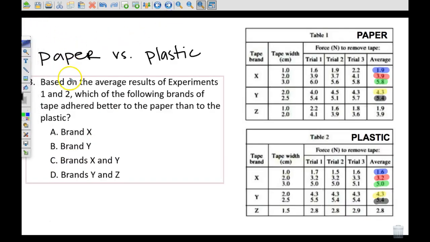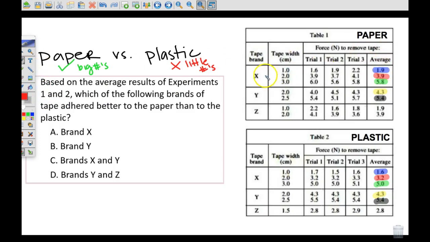And our third question asks, based on the average experiments 1 and 2, which of the following brands of tape adhered better to the paper than to the plastic? So we have to compare paper versus plastic and compare the averages of similar tape widths to each other. So we're really hoping and looking for a better result with paper versus plastic. That means that the paper number is going to be a bigger number, because the more force needed to remove it, the better it sticks, versus the plastic, which we're hoping are going to be smaller numbers in comparison.